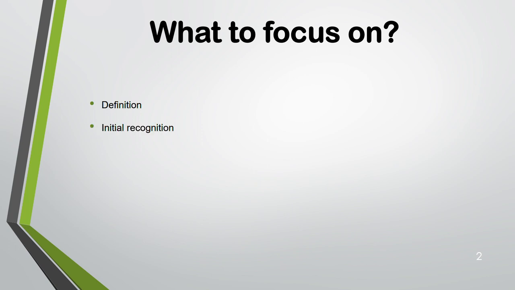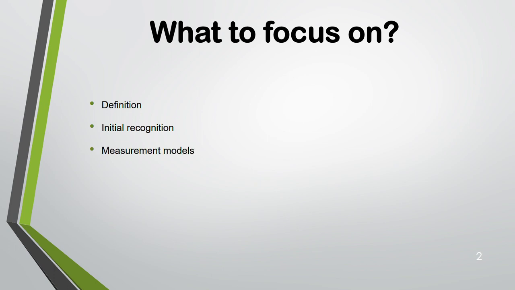Second, initial recognition. How do you initially recognize? Every standard has this thing. If you see all my standards, previous standards also, you will see every standard has this. How do you initially recognize? How do you subsequently measure? This is there in any standard. Okay, and you have to know it. It's a must that you have to know. So initially, how do you recognize non-current asset, property, plant and equipment?